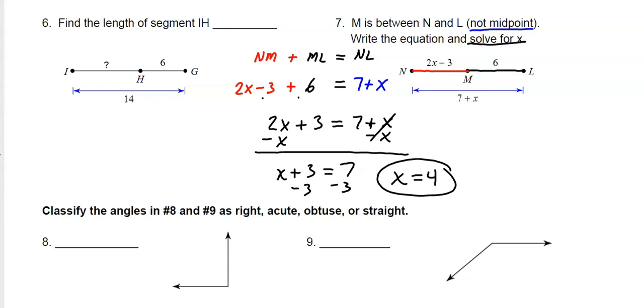Now, if you want to see if you did it right, you could take this x and plug it in, and you'll get 7 plus 4. You would get 11 for this piece. And then if you plug this 4 in up here, 2 times 4 is 8. 8 minus 3 is 5. And yeah, 5 plus 6 equals 11. So I think I did it right.